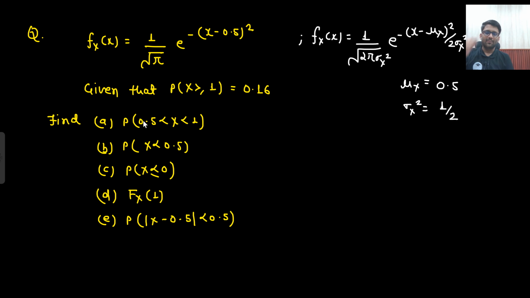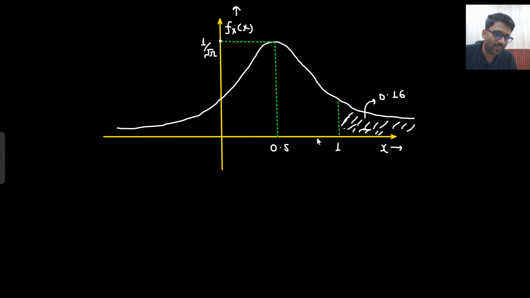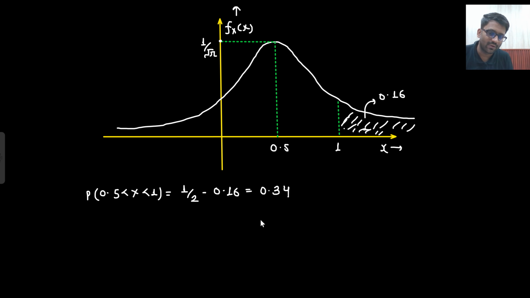Next what they are asking: probability between 0.5 to 1. So can you let me know what will be the probability between 0.5 to 1? You know that this total probability from here to here is 1 by 2 minus 0.16. That would be the answer, right? So the answer would be 0.34. This is the answer of the first one. Did you understand this point?